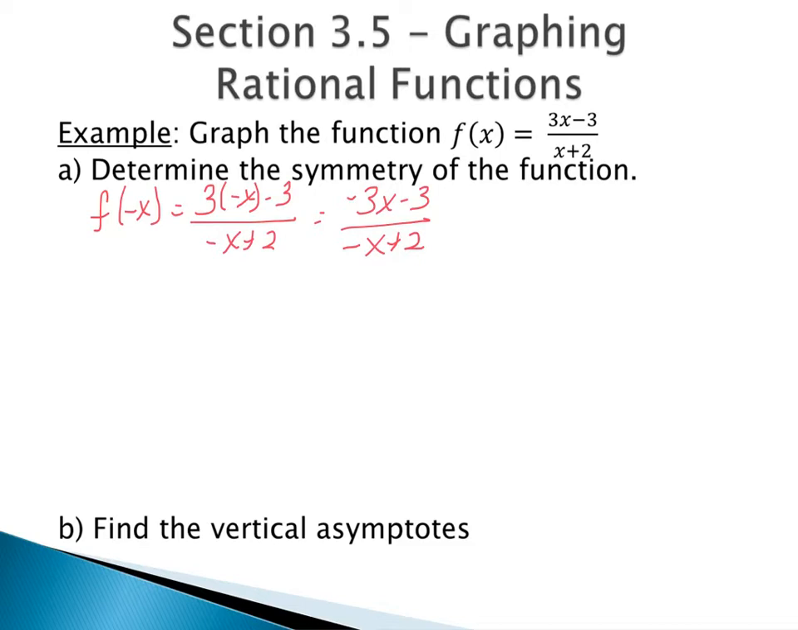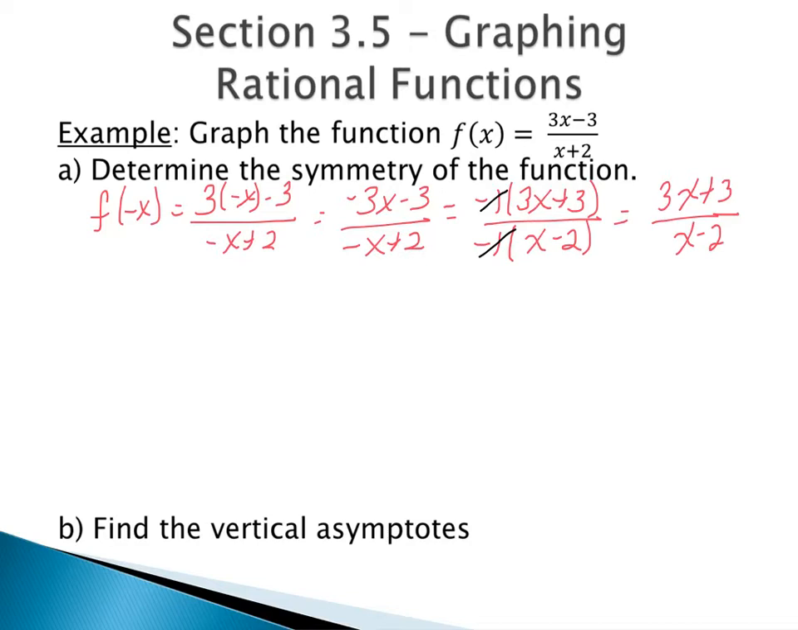But I can simplify this a bit. I can factor out a negative 1 in the numerator, and we would be left with 3x plus 3. I can also factor out a negative 1 in the denominator, so that way we're left with x minus 2. Then our negative 1s would cancel out, which means we're left with 3x plus 3 over x minus 2. So this is an equivalent form of f of negative x.